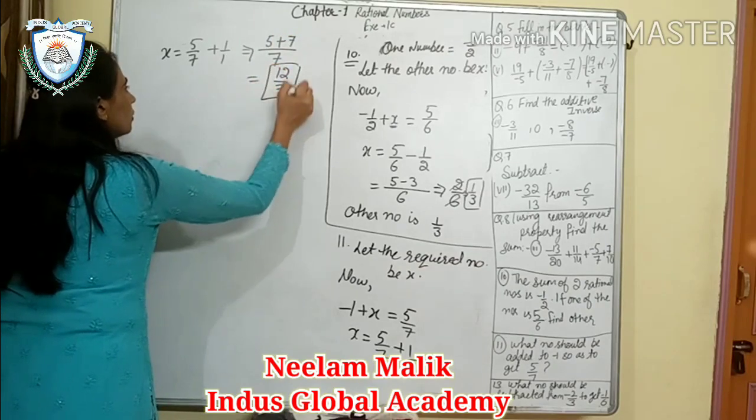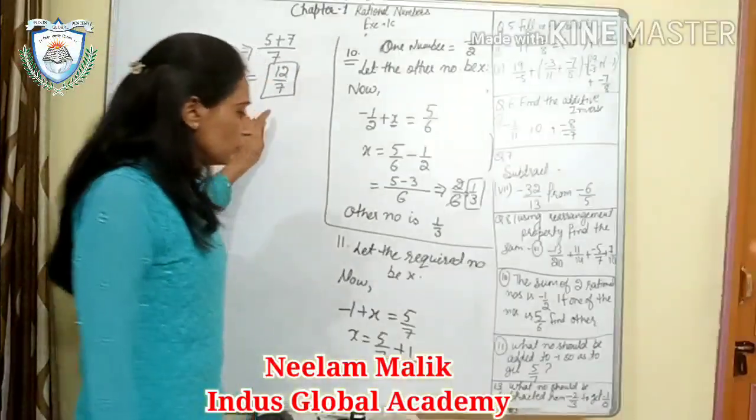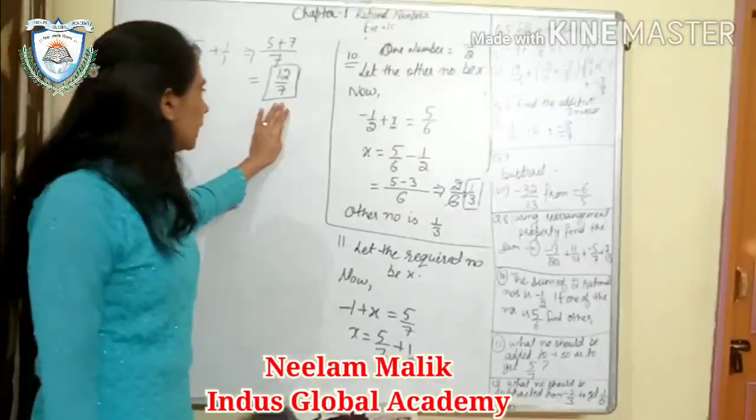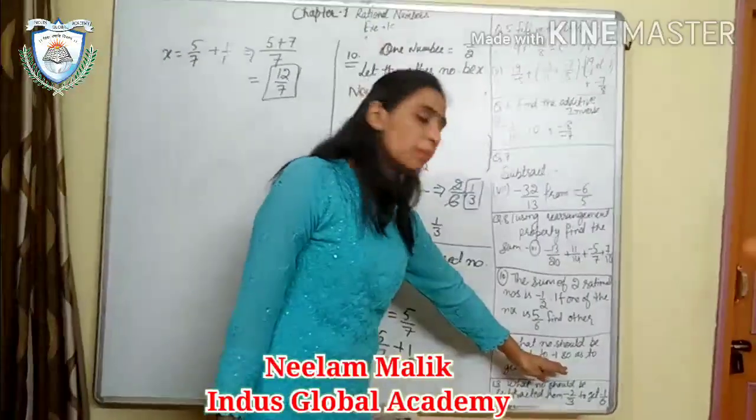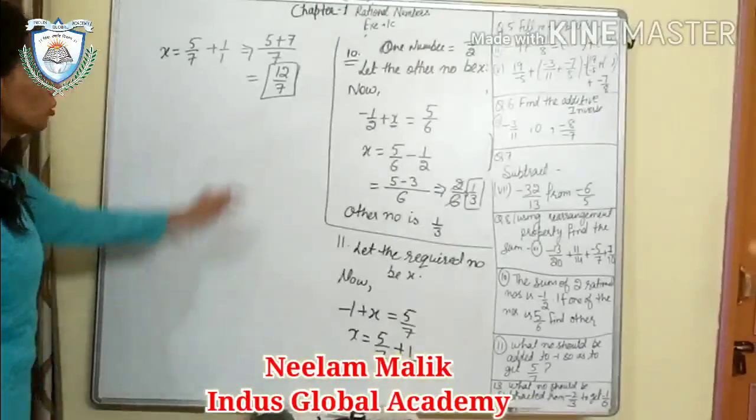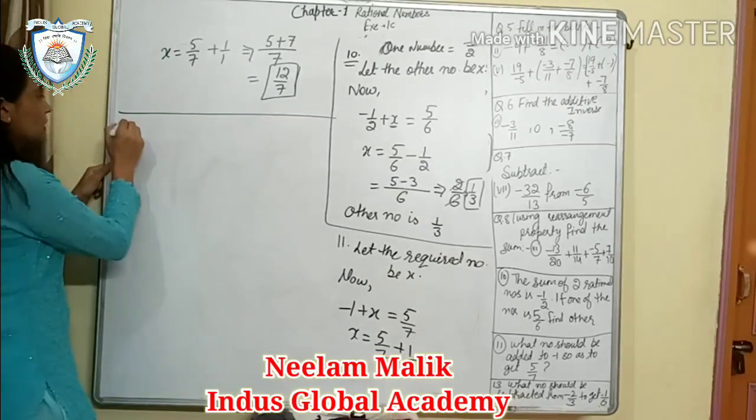So this is your required number. So what will you write? You will write: if we add 12 upon 7 to minus 1, then we will get 5 upon 7. Okay. So now question number 13.